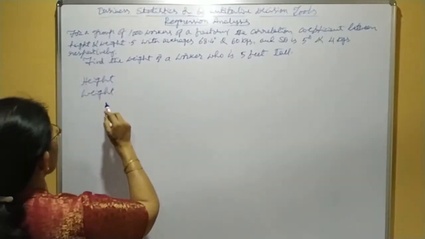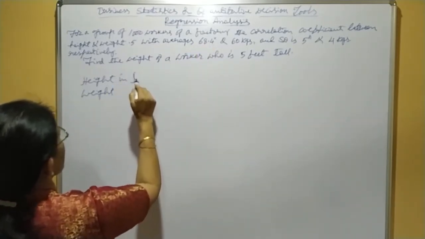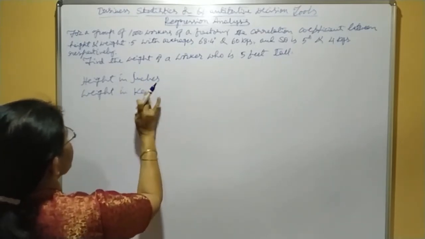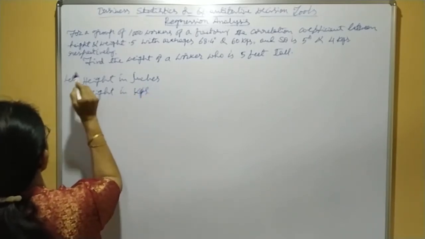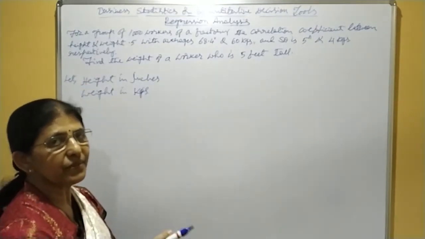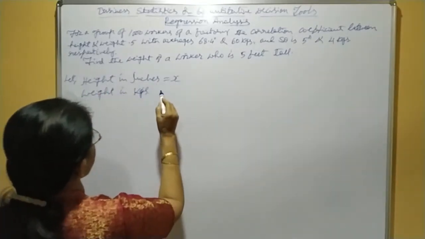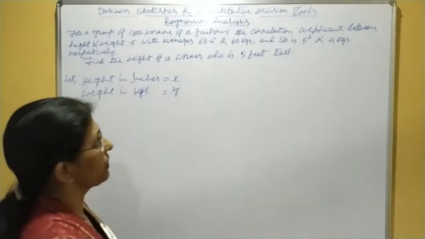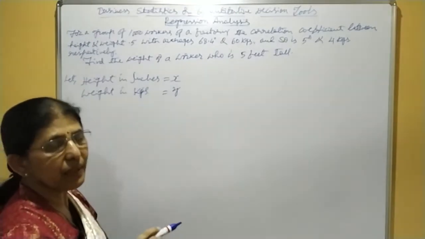Here two variables are height and weight. Height is given in inches and weight is given in kgs. Now, first we have to specify clearly which one is variable x and which one is variable y. Let height in inches equal x and weight in kgs equal y. Now, we have to find out first what information is given in the problem.